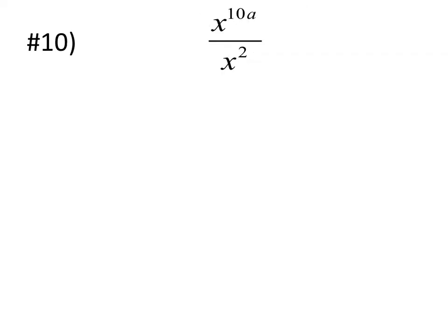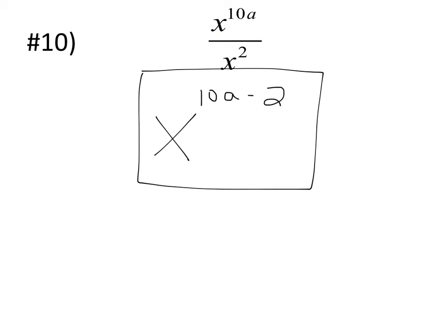Then we have x to the 10a over x squared. So since you have like bases, you can subtract. So you have x to the 10a minus 2. Unfortunately, you can't simplify that because we don't know what 10a minus 2 is. So your answer is just x to the 10a minus 2.